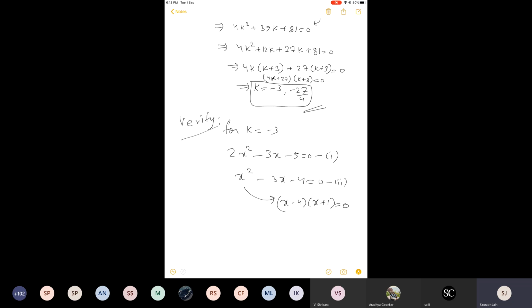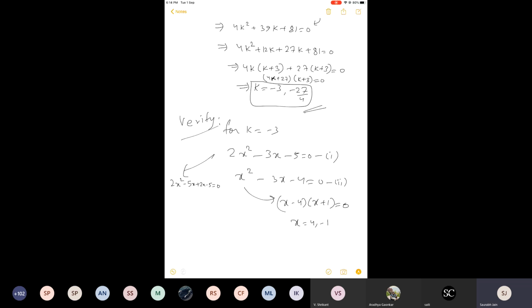These are the factors of the second equation. Values will be 4 and minus 1. Let us make the factors here. 2x square minus 5x plus 2x minus 5. So taking x common, x into 2x minus 5 and 1 into 2x minus 5.